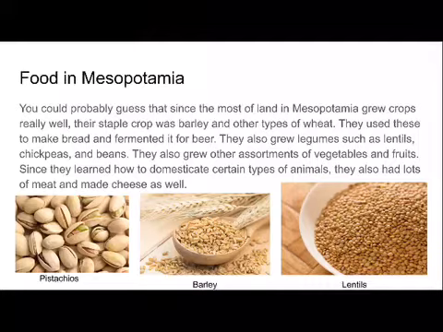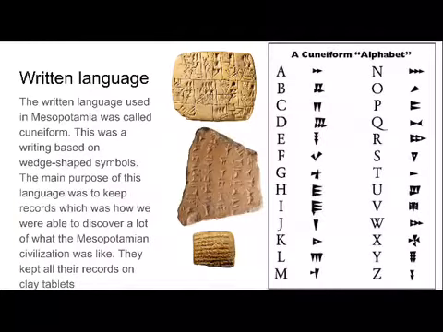They also grew legumes such as lentils, chickpeas, and beans. In addition to that, they also grew assortments of vegetables and fruits. Since they learned how to domesticate certain types of animals, they also had lots of meat and cheese as well. Now, just because the food section is over doesn't mean you should stop watching this video. We still got a couple other really cool facts about Mesopotamia before we're done.